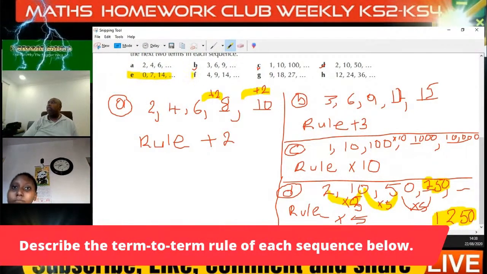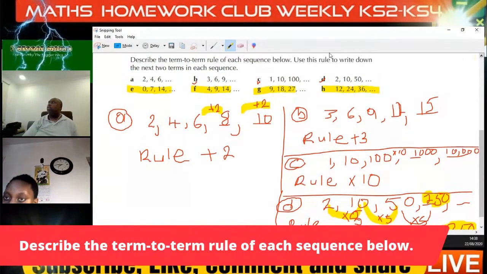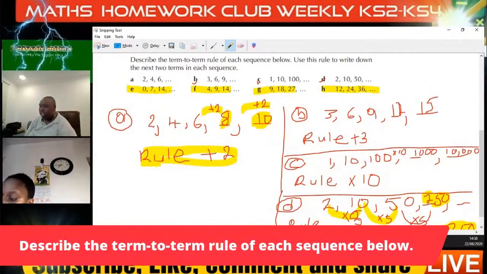Right, so copy these down then. Copy these down. E, F, G, and H. Copy these down in your book. What you're going to do, Denzel, you're going to describe the term-to-term rule. So in this one, it was add 2 for A, and the next two terms were 8 and 10. So you're going to find the term-to-term rule and give me the next two in the sequence. So copy these 4 in a book, right? And that's for next lesson, homework. Done.